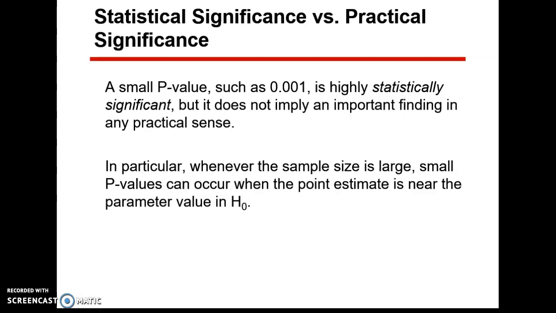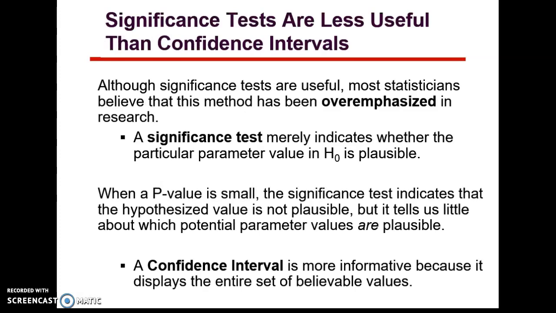When the sample size is large, you can get a small p-value like that, when the point estimate, the number we have in our sample, like x bar or p hat, is near the value in the null hypothesis. So when that happens, you're going to get this kind of number regardless. So it's useful, but it can be overused.